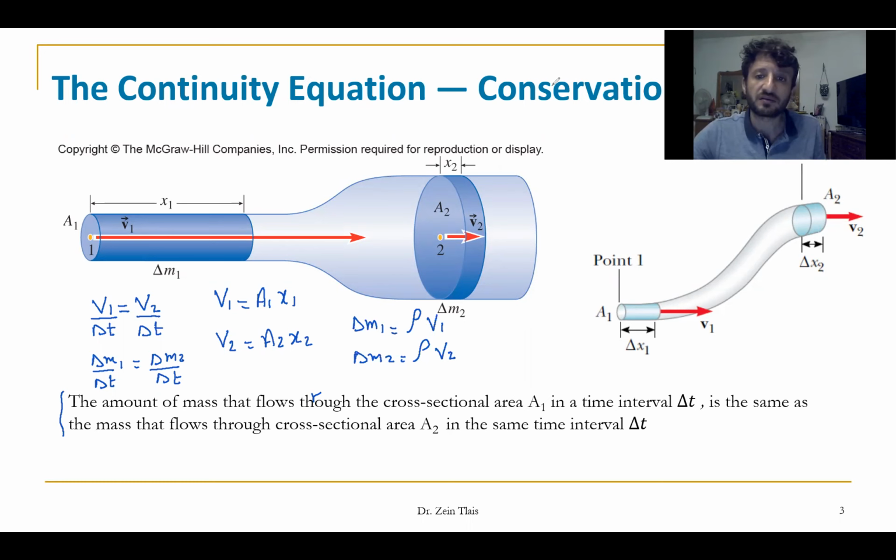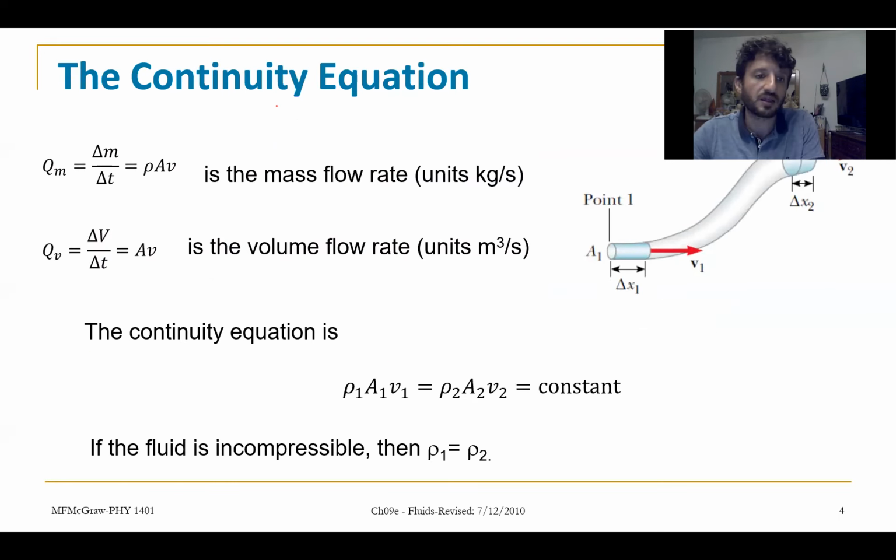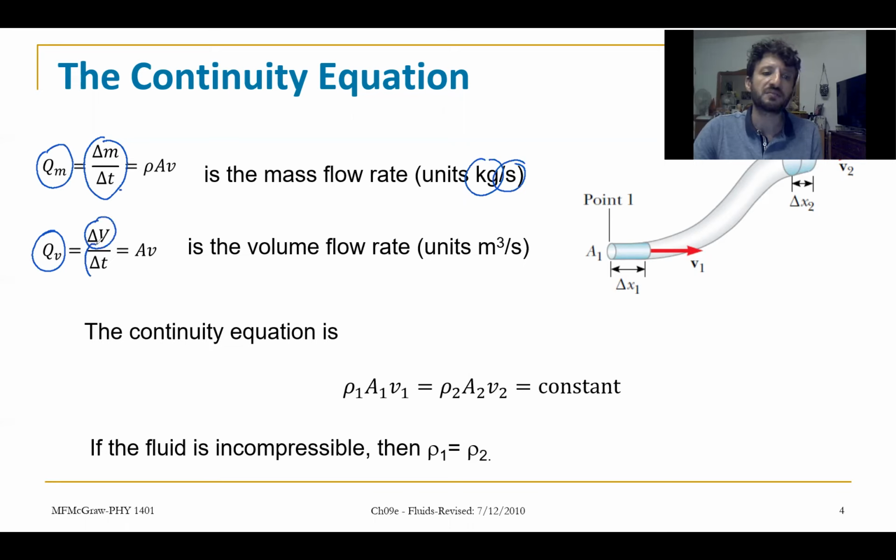Okay, let me write and resume the equations. Delta m divided by delta t, okay, it can be delta m1 divided by delta t equals delta m2 divided by delta t, denoted by Qm. Qm is the mass flow rate, the mass per unit time, kilogram per second. Okay, so Qm equals delta M divided by delta T, and Qv is the volume flow rate, the volume per unit time, delta V divided by delta T.